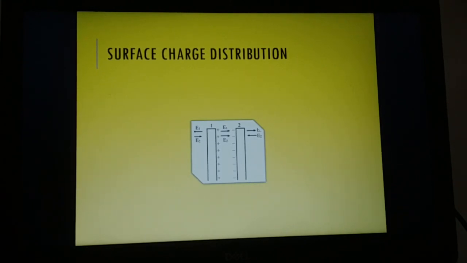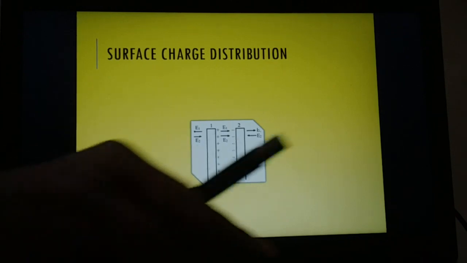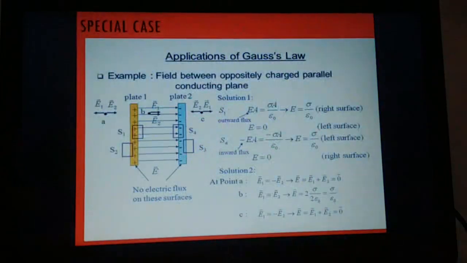Are you getting? So in the first region, it is E1 minus E2. In the third region also, it is E1 minus E2. And in the second region, it is E1 plus E2. Okay. Now come to this diagram.